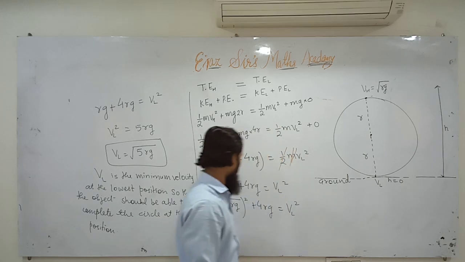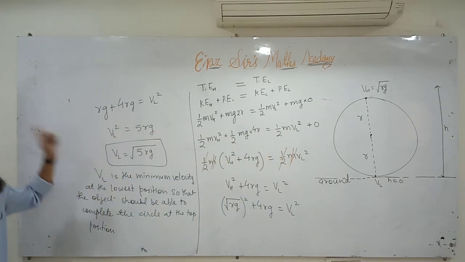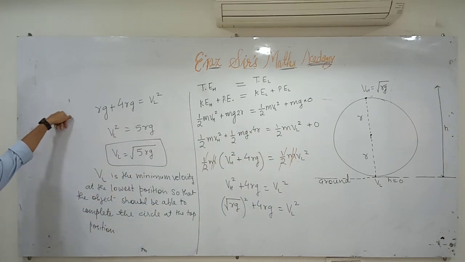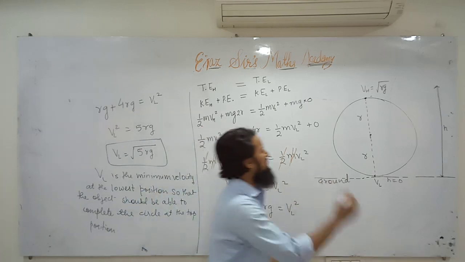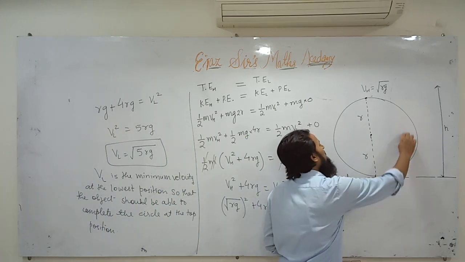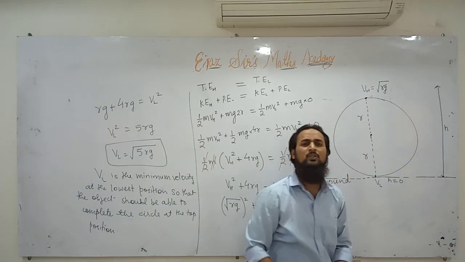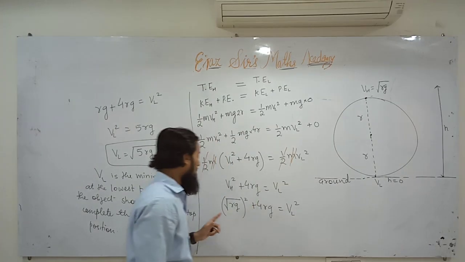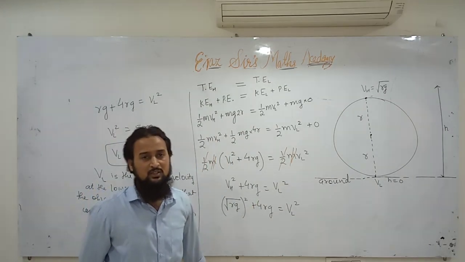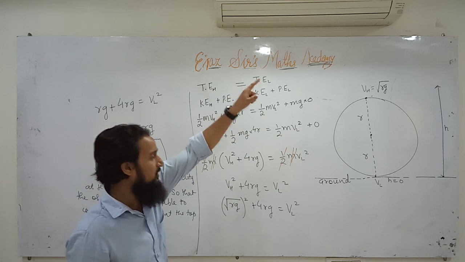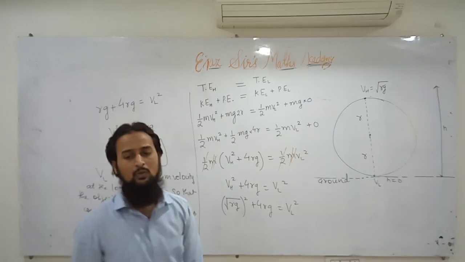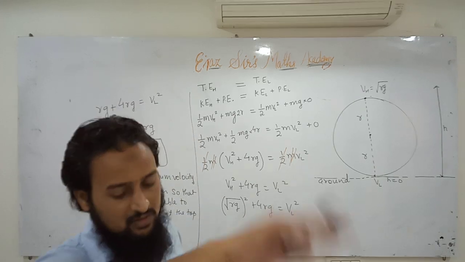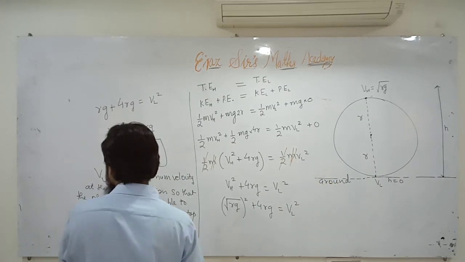So how much should be the velocity at the lowest position? Minimum velocity should be root 5 rg. If the velocity is greater than root 5 rg, it's again very good. That's a good thing. If that person runs very fast and completes the circle, it's a very good thing. But if the velocity is less than root 5 rg, the object will not be able to go up, it will slide back, it will fall back, and will not be able to complete the circle. Understood? Note down this.